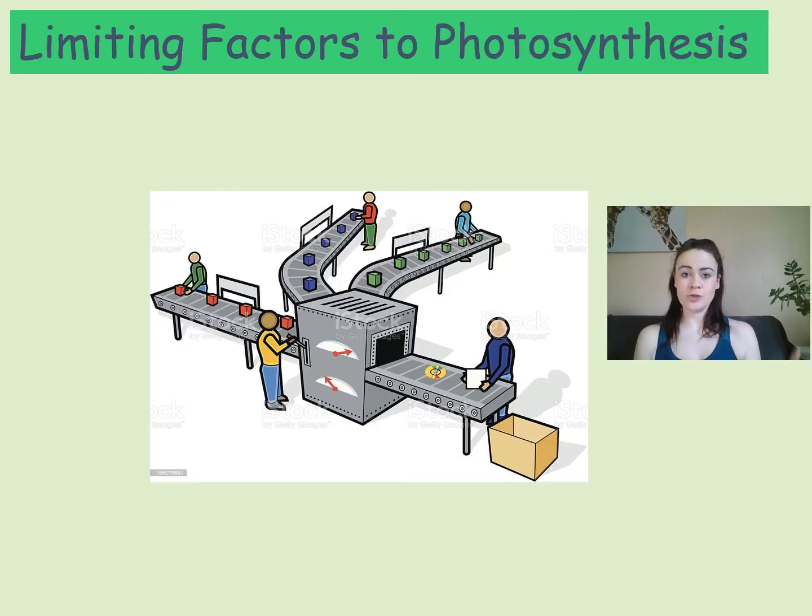So that concludes the actual process of photosynthesis. Last week was stage 1, this week was stage 2. So now we know how photosynthesis works. We now need to discuss something called limiting factors to photosynthesis. And this is the final bit of this key area.